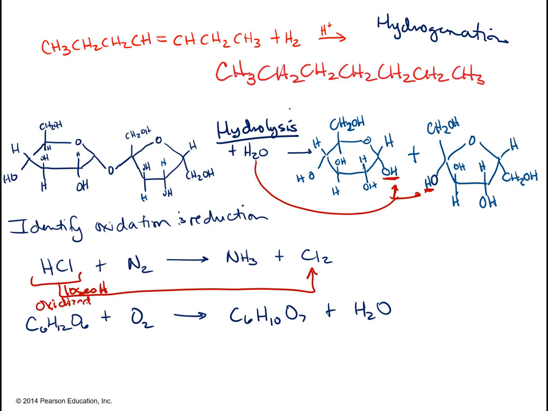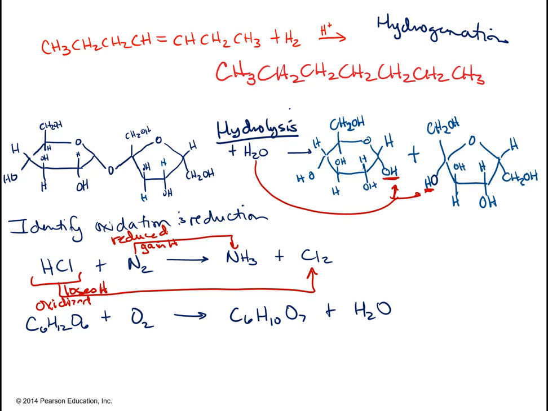Okay, now look at N2. What happens to N2? It gains. Do you see that it becomes NH3? So it's gained hydrogen, and that means that it is reduced. One gets oxidized, the other reactant's always going to be reduced.